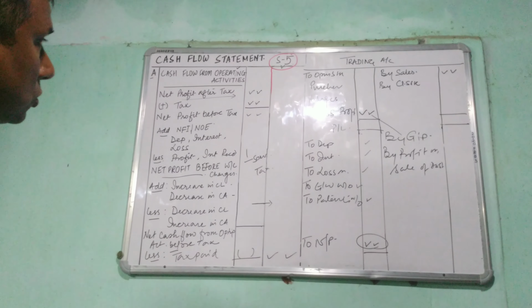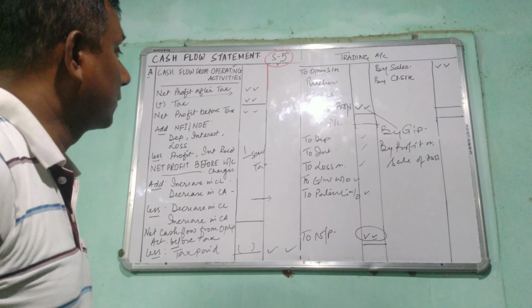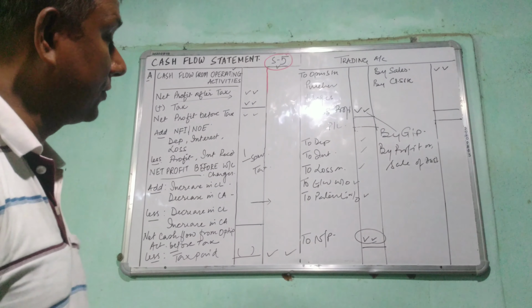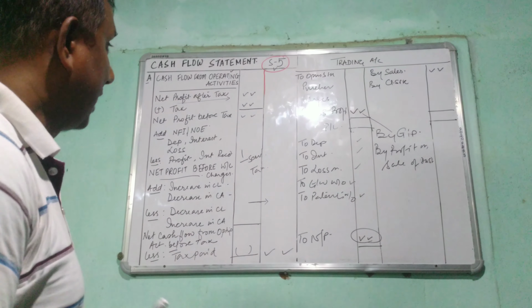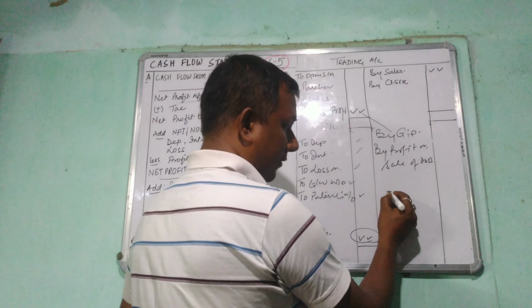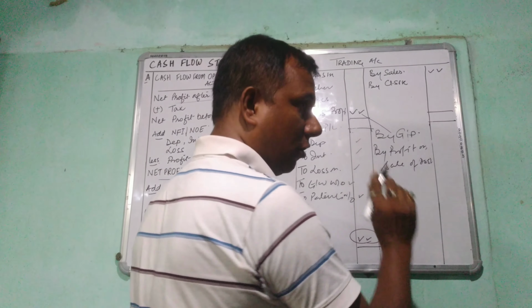Welcome students. In the cash flow statement series, this is series number 5. In the previous video we have seen how we deal with the cash flow, how we categorize cash flow from operating activities, cash flow from investing activities, and cash flow from financing activities. All these things we have already seen.